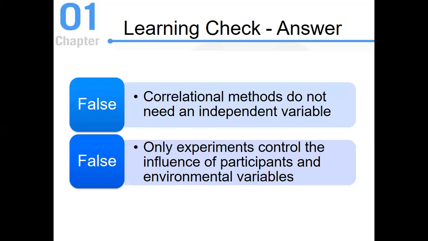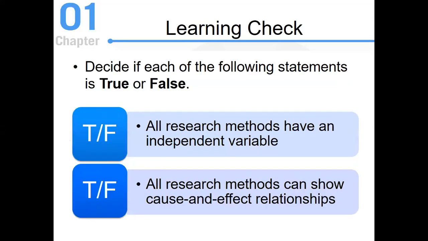The only kind of research study with an independent variable, a variable that's manipulated, is an experiment. Most of our research designs do not contain an independent variable. And only experiments control the influence of participant and environmental variables and thus can have something to say about cause and effect. Really important points.